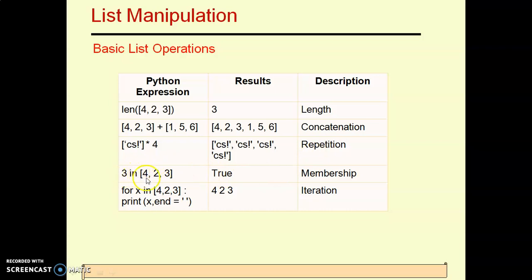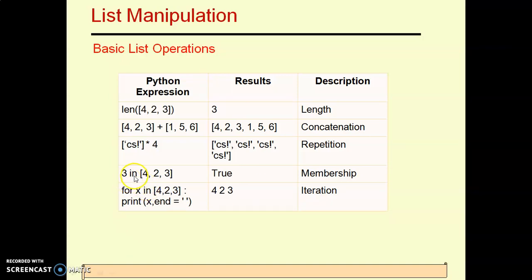Next, 3 in the list 4, 2, 3. Friends, this is very important as this is a membership function. There are 2 membership functions, in and not in. With in, we are going to check whether 3 in the list means this element belongs to the list. If this element belongs to the list, then our result will be true, otherwise false. They are known as membership functions.